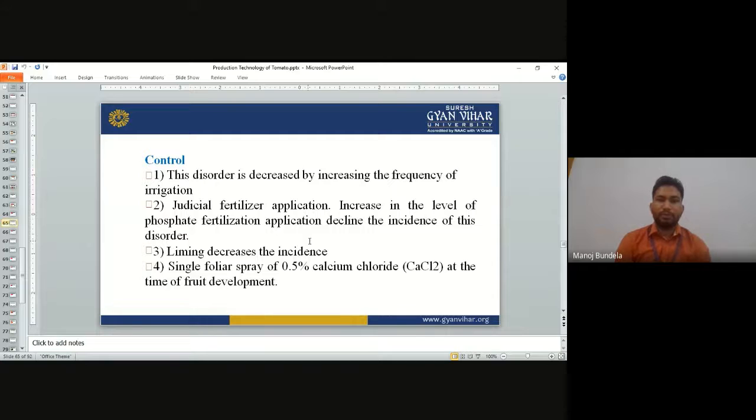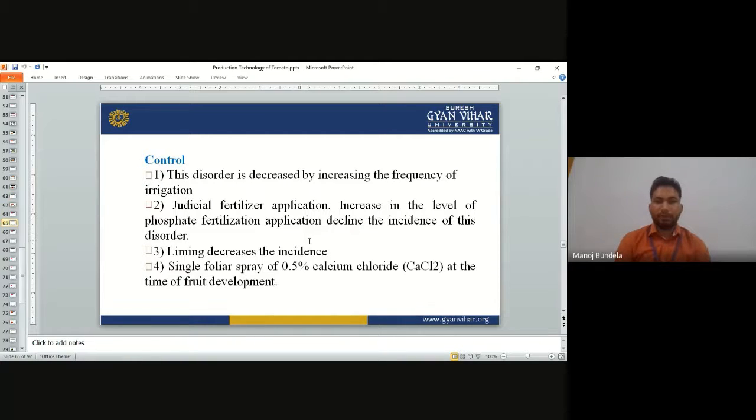So we have to increase the frequency of irrigations. Judicious fertilizer application and an increase in the level of phosphate fertilizers application decline the incidence of this disorder. Liming decreases the incidence. If we apply the lime, it will decrease the incidence.